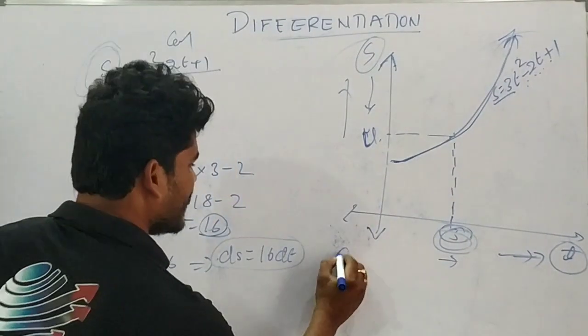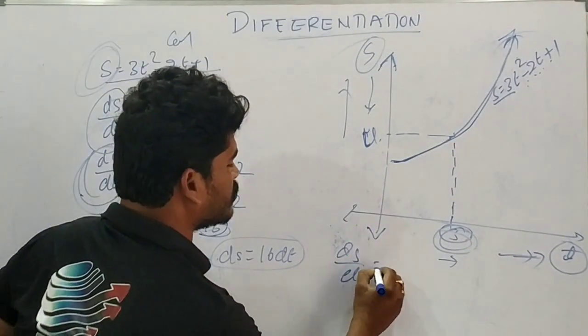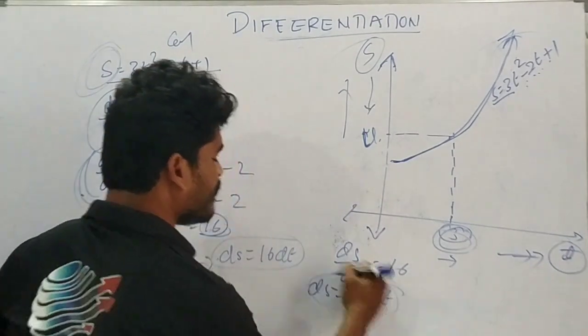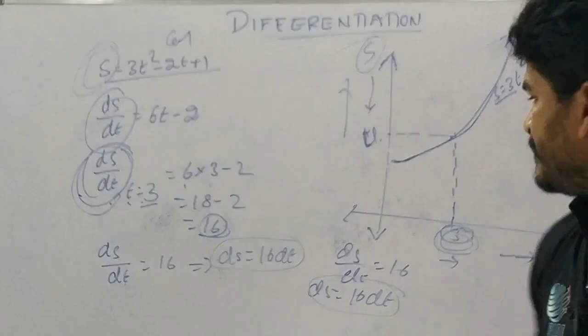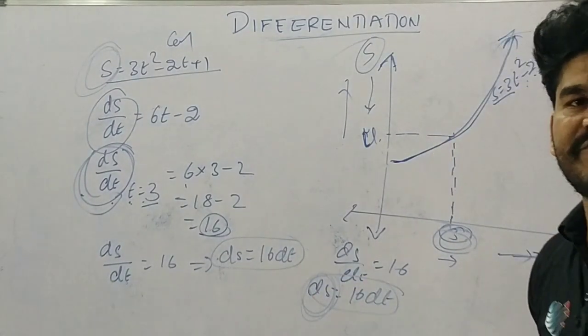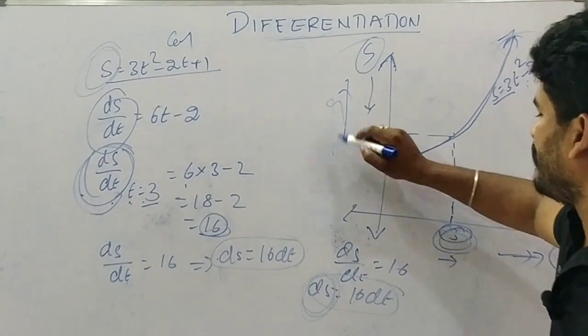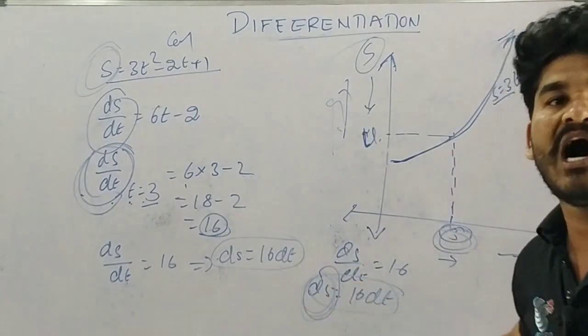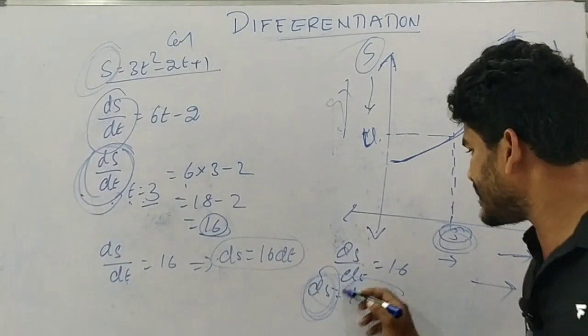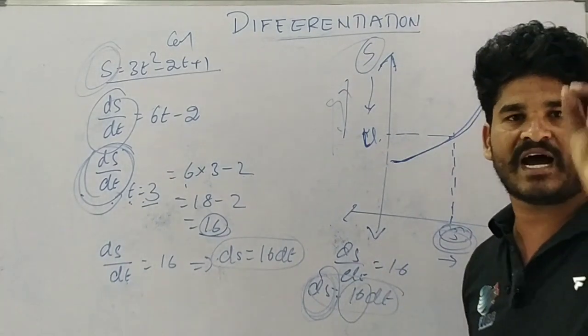Understand? In the same way, therefore ds by dt equals 16, so ds equals 16 dt. Observe here that ds is the displacement with respect to the y-axis, which equals 16 times the time.